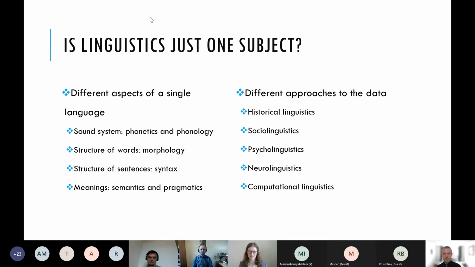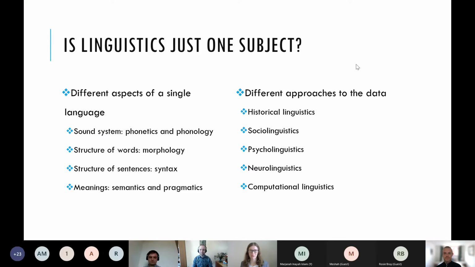We can look at the sound system, like we just did, have a look at the phonetics and what we call the phonology, which is about the relationships between different sounds and how those are structured. We can look at the structure of words, and that comes back to this question of, do we have short words or long words, simple or complex words? The structure of sentences, which we call syntax, and we could look at meanings, semantics, which is about what words mean. You may have heard people saying, oh, that's just a question of semantics. That means that's just about how you define your words.